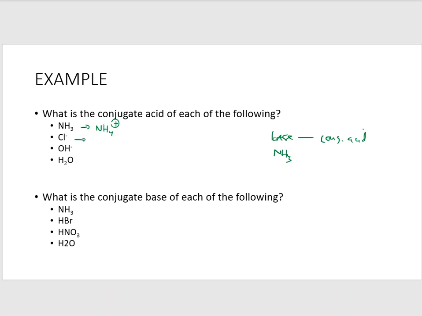The Cl-, the same reason. If it acts as a base, it accepts a proton. So this would be HCl. This one was negative, and gaining a positive makes it neutral. This OH-, if it acts as a base, it gains a proton. So this is H2O. It was negative, but now it's neutral. And then finally, H2O at the bottom. If it acted as a base, it would gain a proton. There we go. It was neutral. It has an extra proton, so therefore it carries a positive charge. Those are the conjugate acids of each of the following.